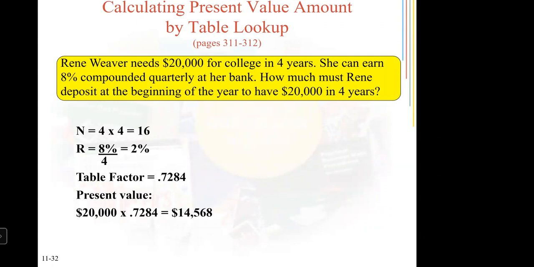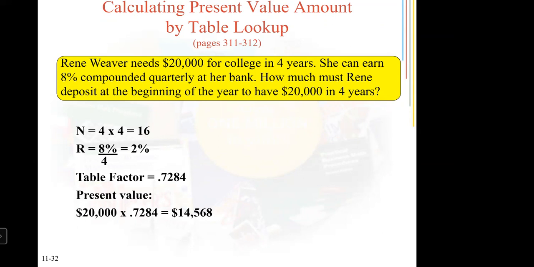She can earn 8% compounded quarterly at her bank. How much must she deposit at the beginning of the year to have $20,000 in 4 years? Of course, if you want to get 20,000 by investing something today, you're going to have to invest less than 20. You're not going to be investing 20 or more. You're trying to get 20, so you're going to start off with something less than 20.